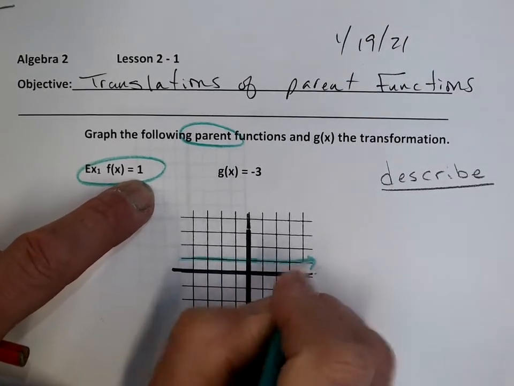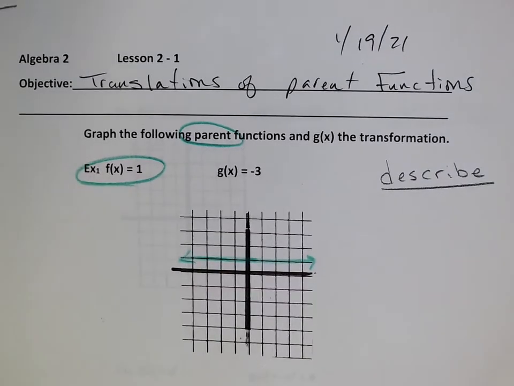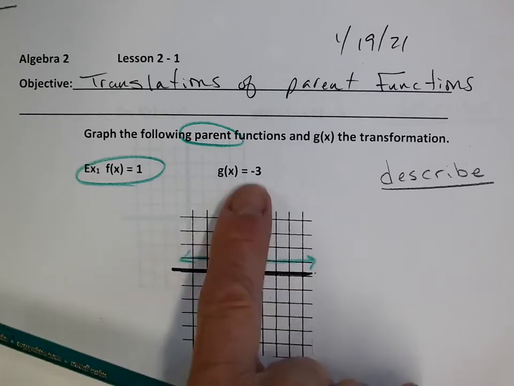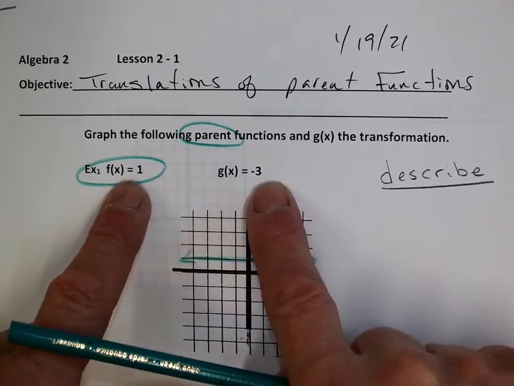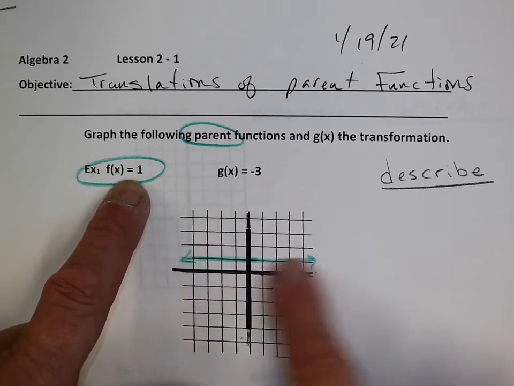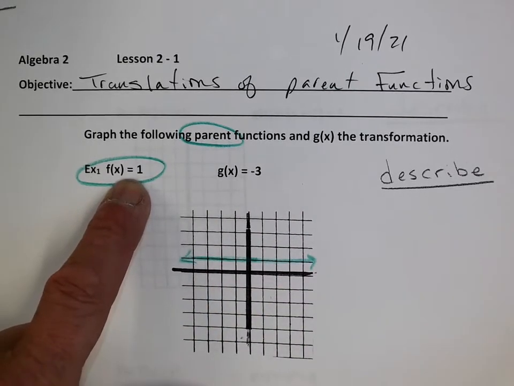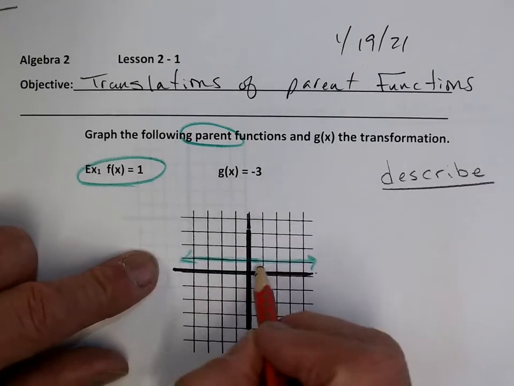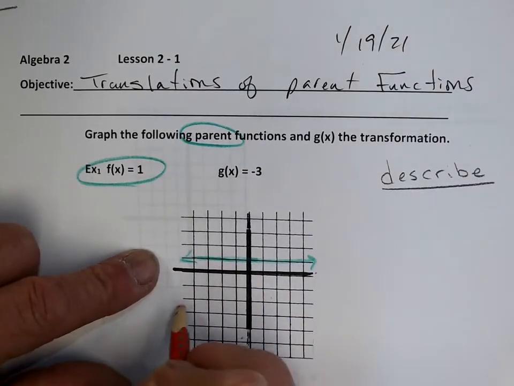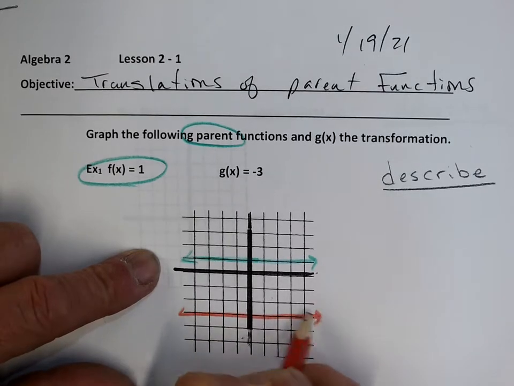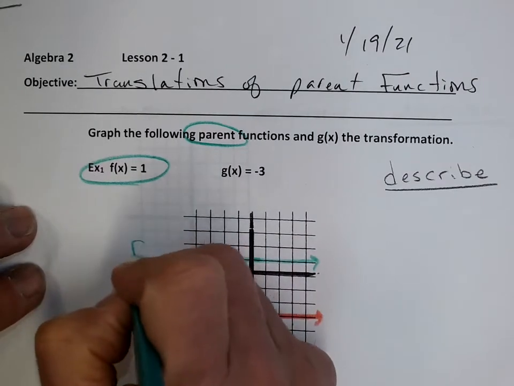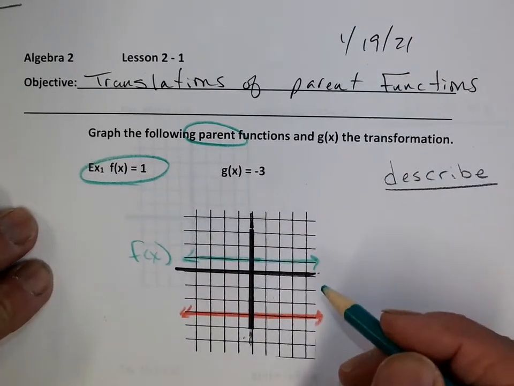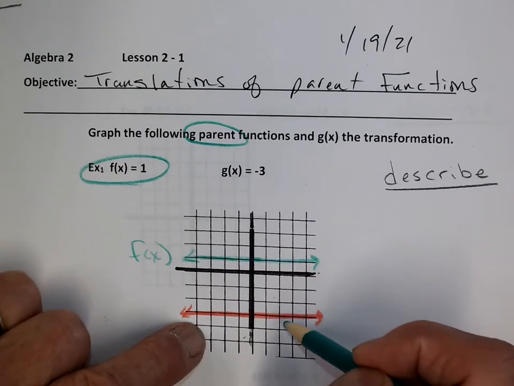Okay, there it is. That's my parent function. It's like the basic function. And then I'm going to graph g of x. So g of x is a change, right? G of x is going to be, instead of at 1, we got to go down to negative 3. So here's my f of x, that's my parent function. And here's my g of x at negative 3.